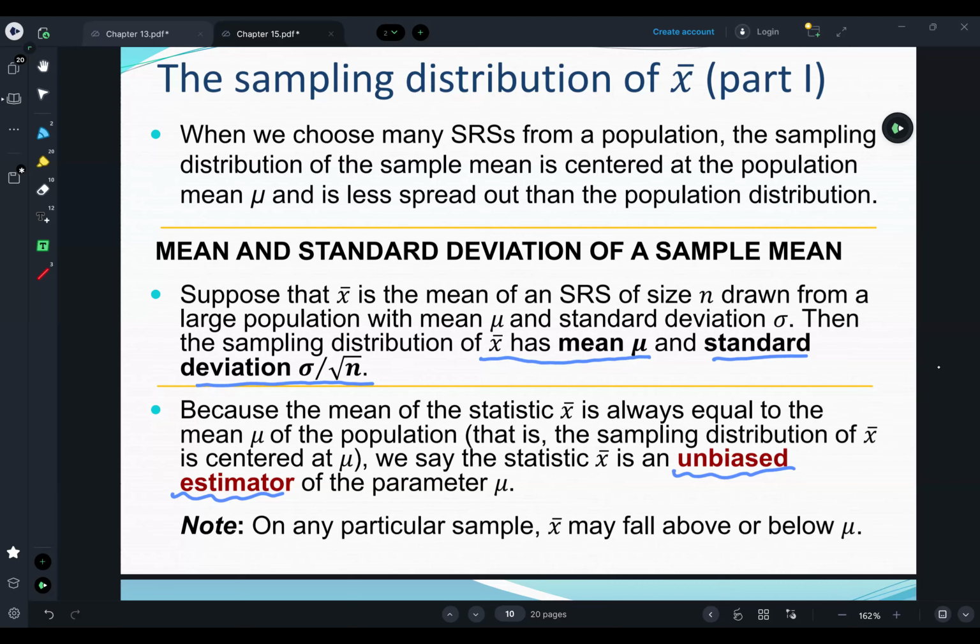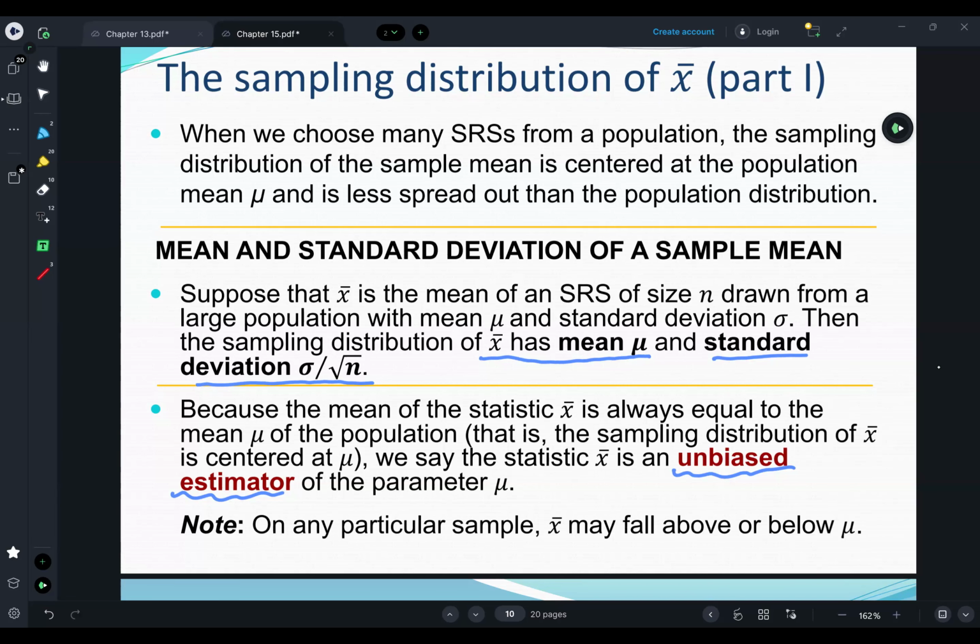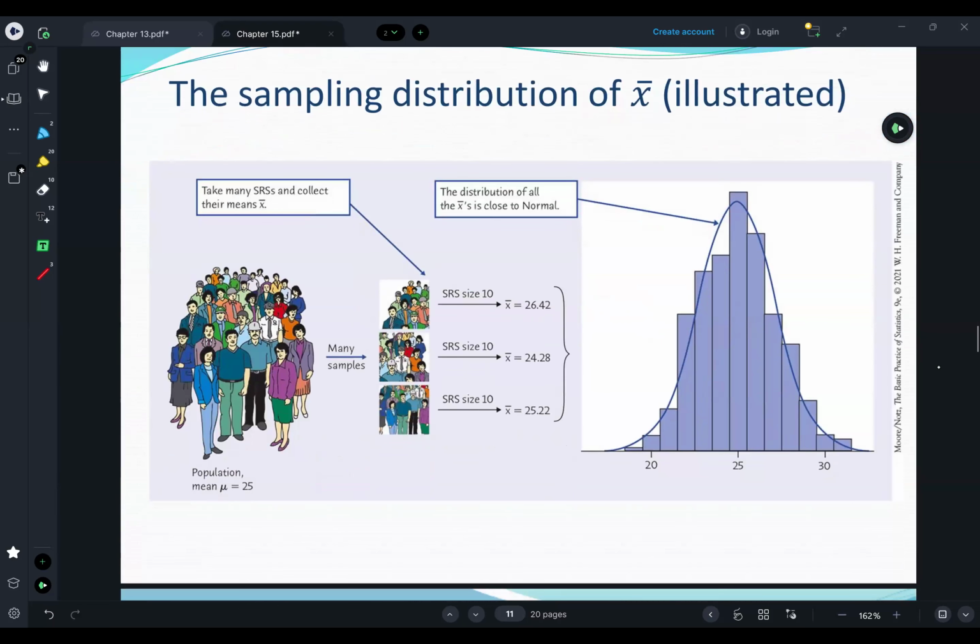So on any particular sample, when you take just one sample, we're not going to take all possible samples in real life. We just take one sample, but we use the theory to answer the questions. So we take one sample, it may fall above or below the true mean, but remember, we never know what the true mean is. We can estimate it with X bar.